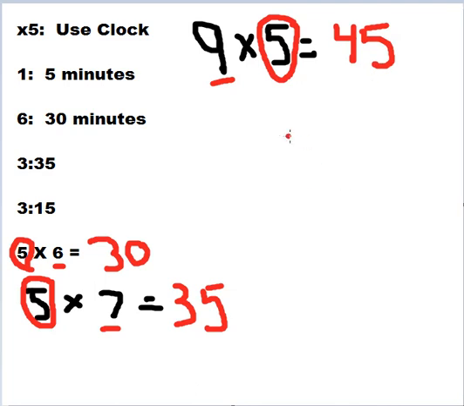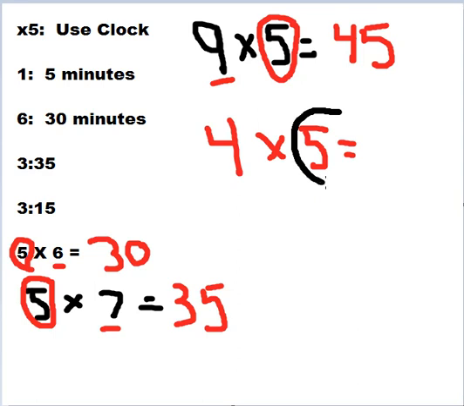So let's give you one to try. What if we have 4 times 5? What do you get for an answer? So if the big hand on the clock is on the 4, how many minutes past the hour is it? The big hand on the 4 means it's 20 minutes past the hour.